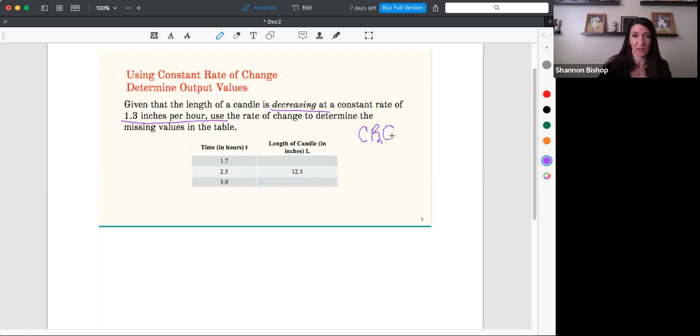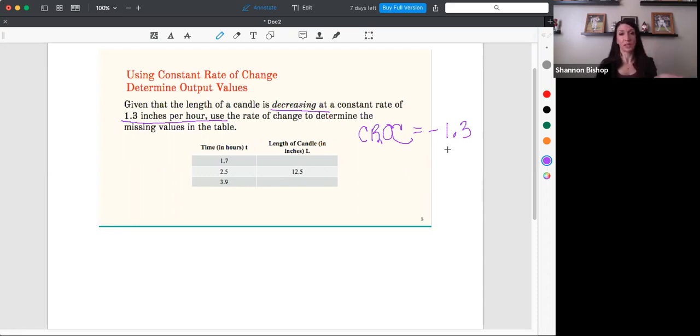for this function. My pen is being slow, it's got a delay on it. I hope that goes away soon. Okay, so the constant rate of change is negative 1.3 for this problem. For every single hour, the length decreases by 1.3 inches. So in 2 hours, it would decrease 2.6 inches, etc.